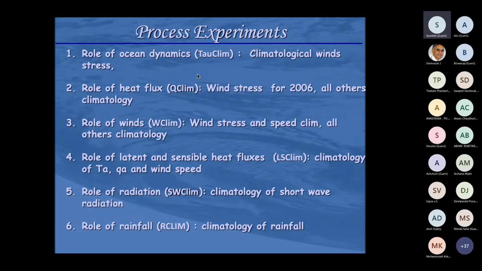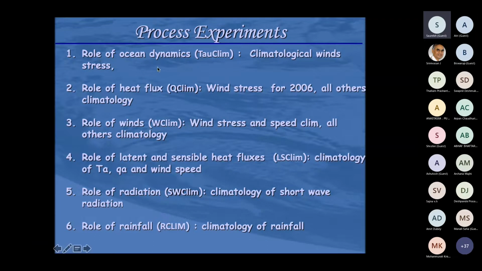So six experiments are listed here. First one is the role of ocean dynamics, and that's called tau climb, where climatological wind stress is used. Now, I must, at this point of time, also tell you that the winds appear in an ocean model in two ways. One of them is in the dynamical equations, the equations for U and V. There it appears as wind stress. Then it also appears in the calculation of sensible and latent heat flux, where it enters as wind speed.